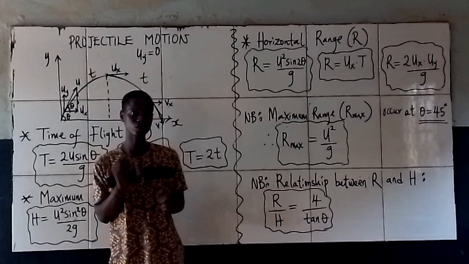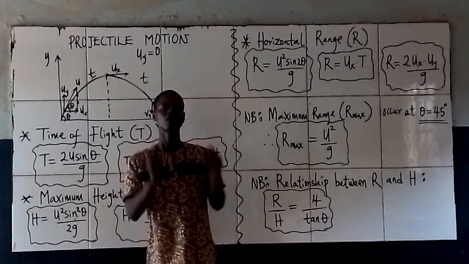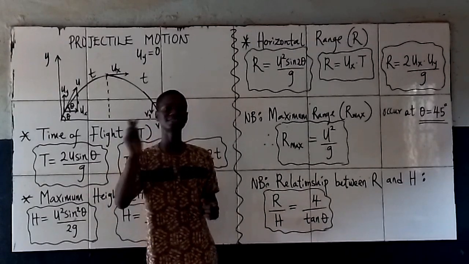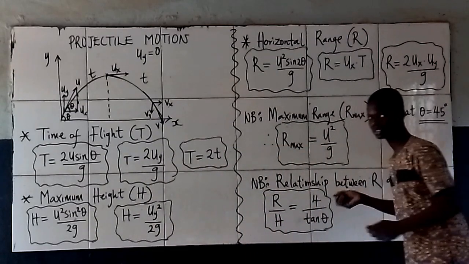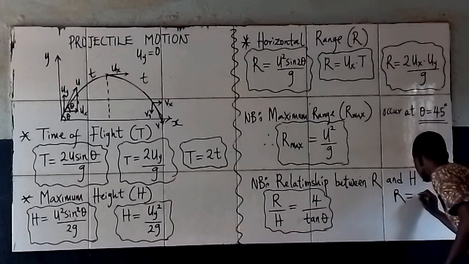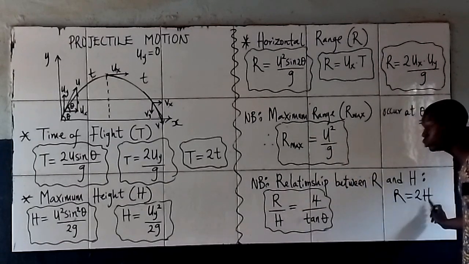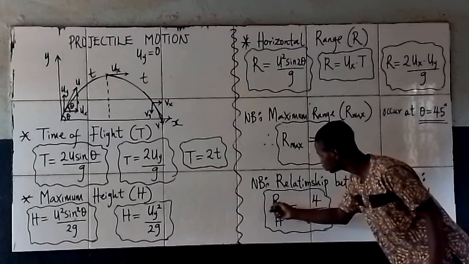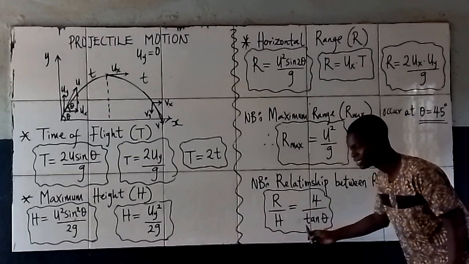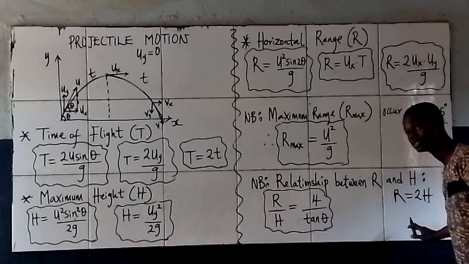I'll give you a scenario, a quick one. If the question was structured like this, they said the range of a projected body is twice its height. Let me recap. The range of a projected body equals twice its height. So whenever I see range, what should I put there? 2H. So instead of R, I will say 2H over H, because I'm working with the formula, equals 4 over tan theta.